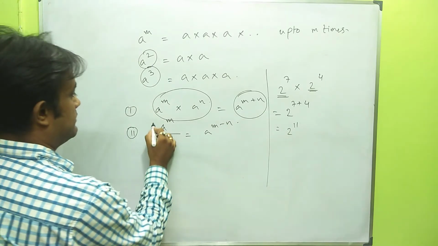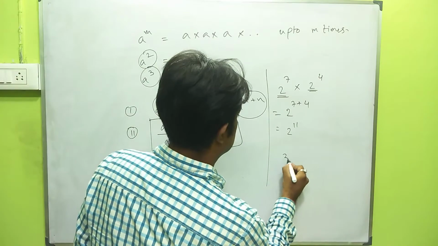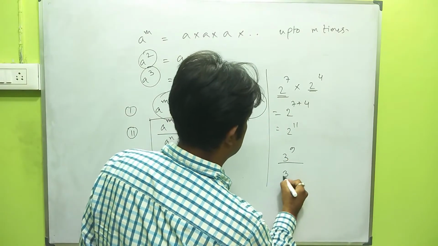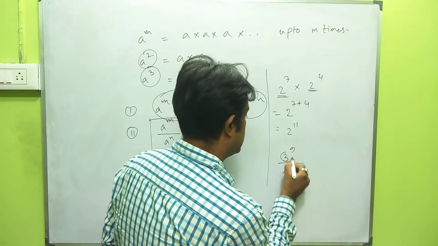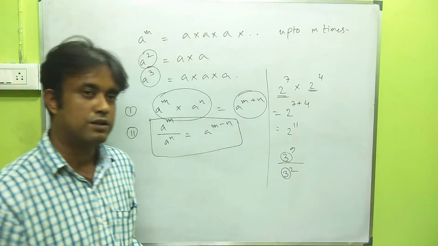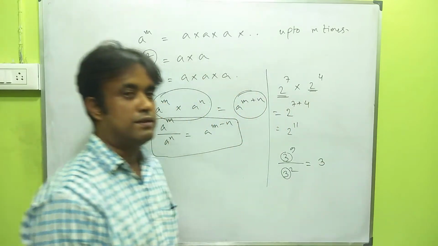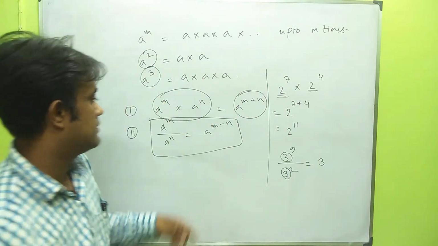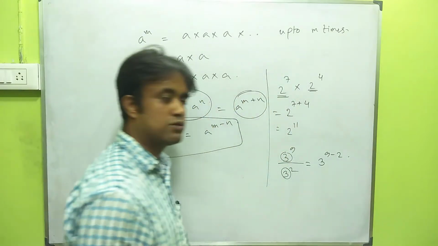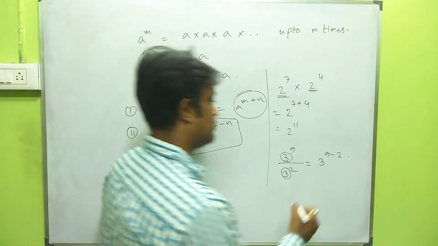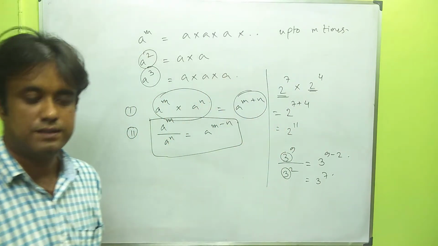Now we apply this theorem: 3 to the power 9 by 3 square. We must check that these bases are the same. So by the division law, 3 to the power 9 minus 2, that will be 3 to the power 7.